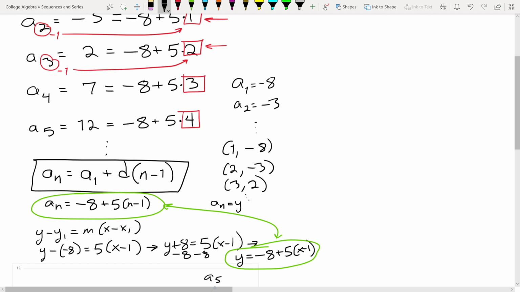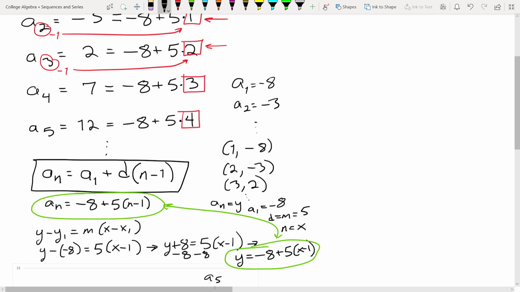a_n equals y. A1 equaled -8. D is the slope. D equals n with the slope, which was 5. And then n equaled x.